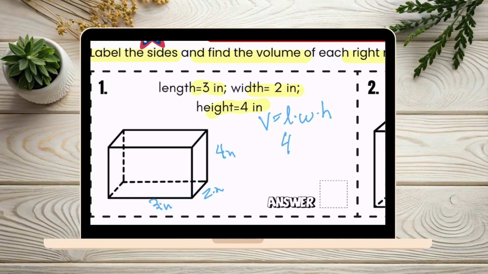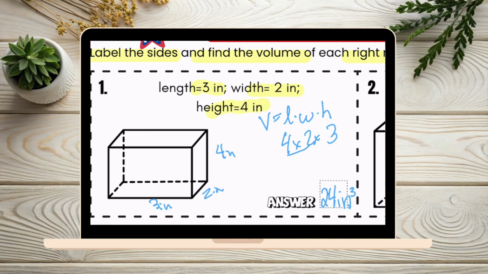So we're going to do 4 times 2 times 3, and the commutative property of multiplication tells us we can multiply in whatever order we want. Okay, 4 times 2 is 8. 8 times 3 is 24. And then we need to include our units. We're looking at inches, and it's cubed. The way we say that exponent 3, the little tiny 3 in the corner, is cubed, so it's 24 inches cubed.